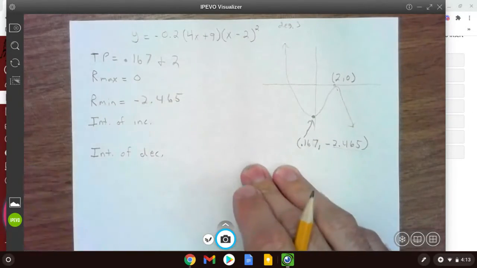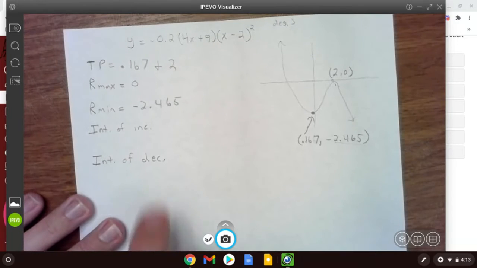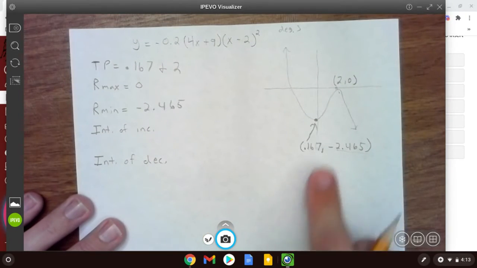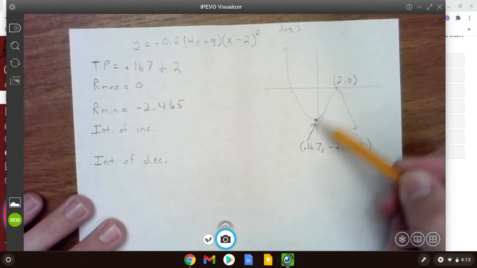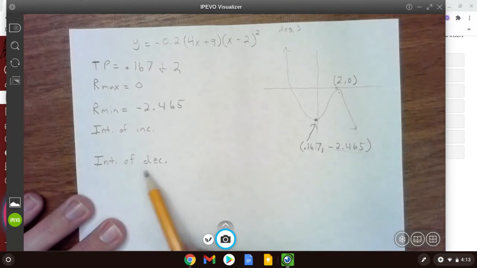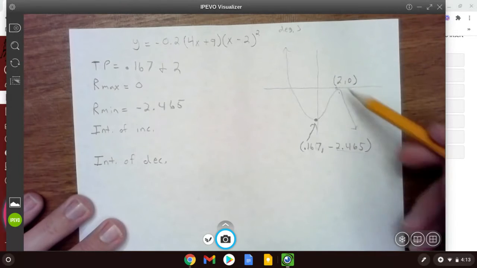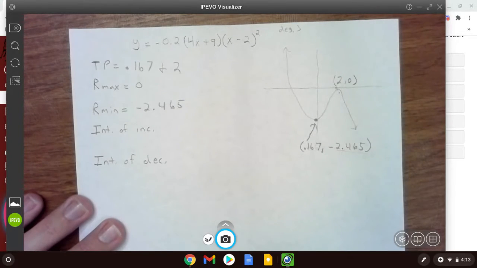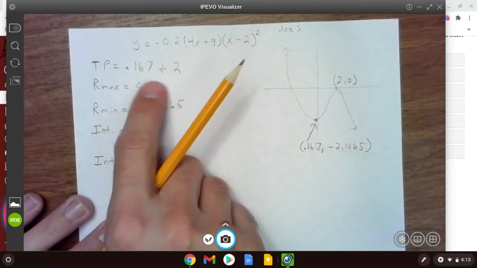Now this is the next part, the intervals of increase and decrease. This is the part most people have trouble with. So go ahead and try to figure out the interval of increase, which is this little section right there, and the two intervals of decrease, there and there. Pause the video, give that a shot. It's going to have something to do with these turning points.